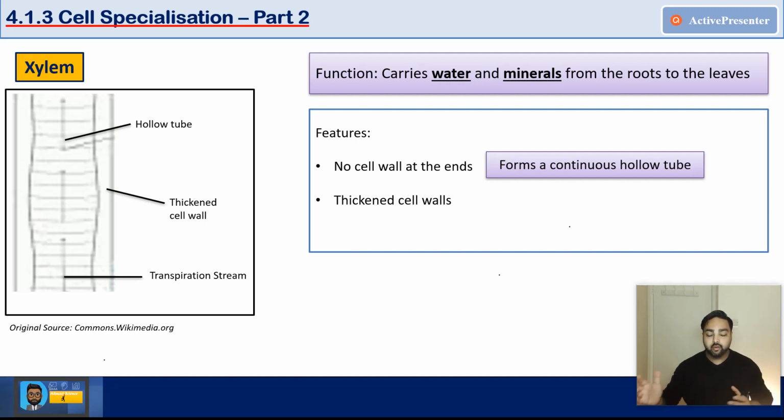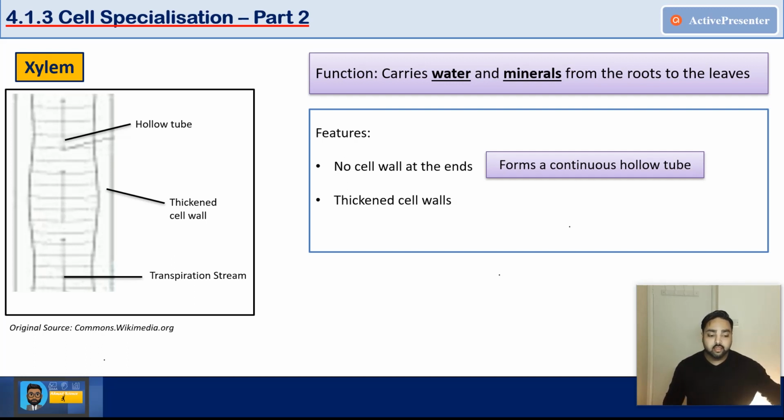So if you think about it, if you had a hose pipe and you put loads of little gratings in the middle, then it doesn't really work. It slows down the flow of water. However, if you've got no ends at either end, or nothing blocking the transport of water through this hose pipe, then actually the water is going to move through much more efficiently, which is exactly what the plant wants.